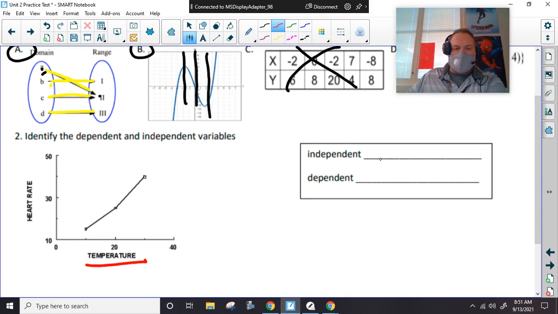Identify the independent and dependent variables. Independent is temperature. Dependent is always the vertical one. This is the heart rate.